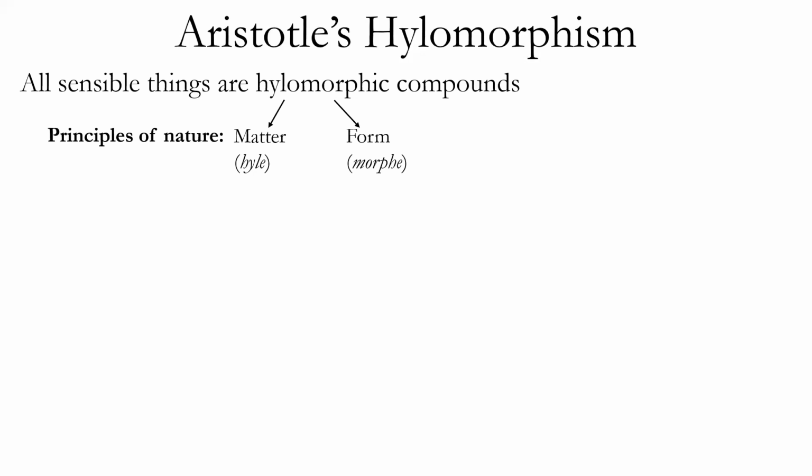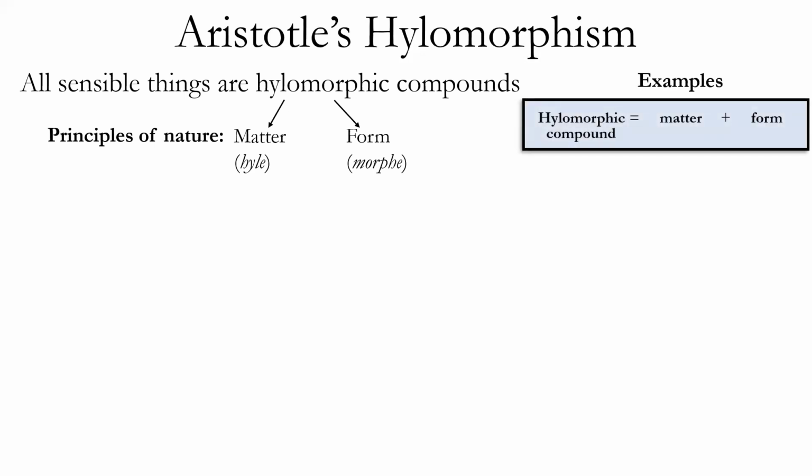All right, so all sensible things are hylomorphic compounds. Let's go through a couple examples. And so matter and form are the principles of nature, according to Aristotle. If you want to understand nature, if you want to understand the structure of reality, you need to understand how things are composed of matter and form. So here are some examples. So the basic idea is something like this. For any particular substance you have, any concrete particular individual you have, we can identify its material and its formal aspects. It is, in a sense, composed of matter and form.